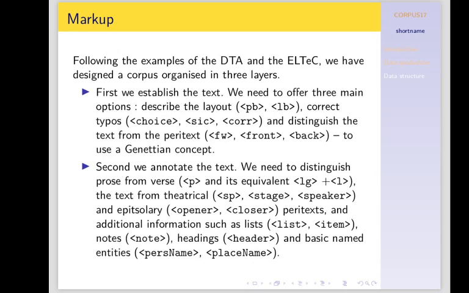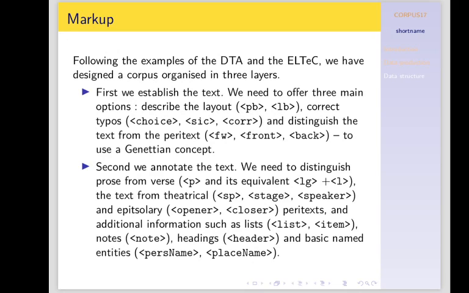The first one is about establishing the text. So you have pages, you have lines, you can correct a few typos, and you have to distinguish the text from the peritext, the running title, the page number, etc. The second layer is that we need to annotate the text. We need to distinguish prose from verse. We need to get rid of all the information that is not literature properly, such as stage directions, the name of the speaker, etc., so that we can handle this kind of genre.